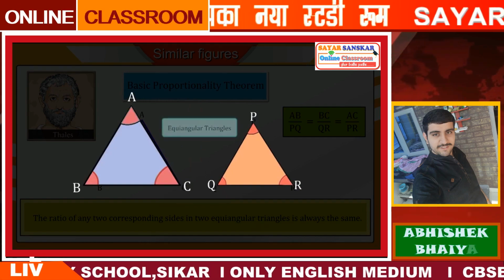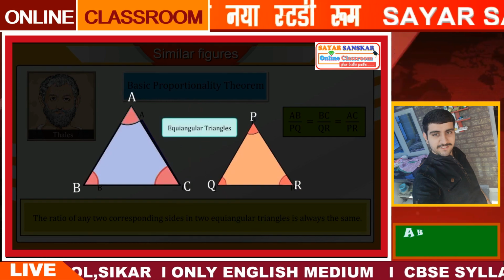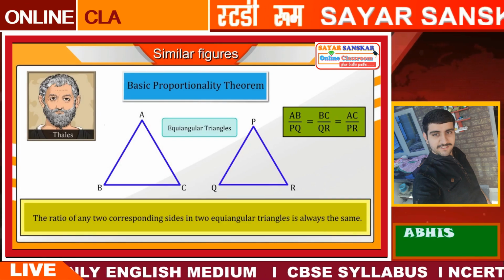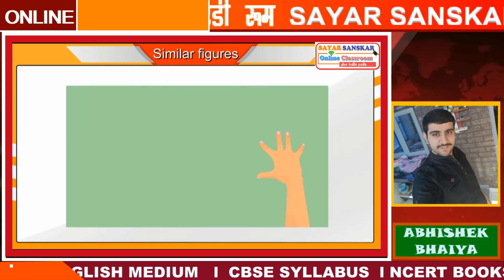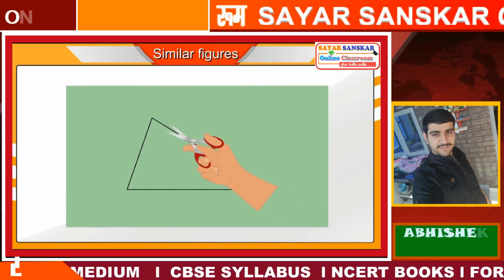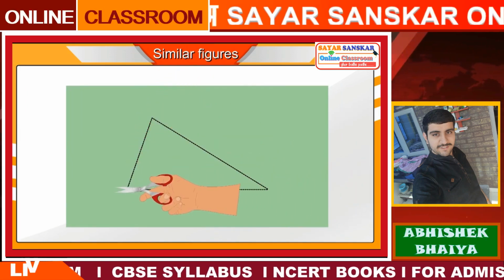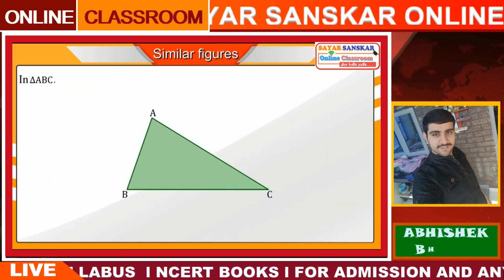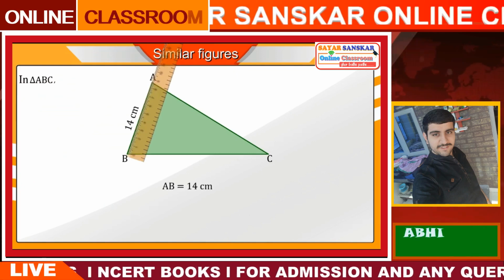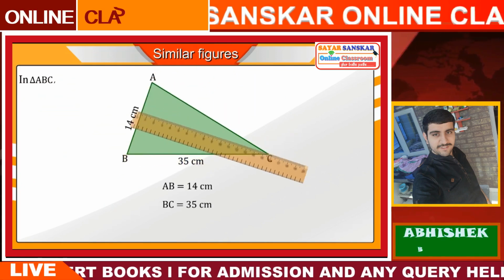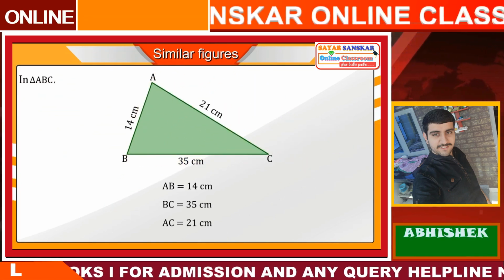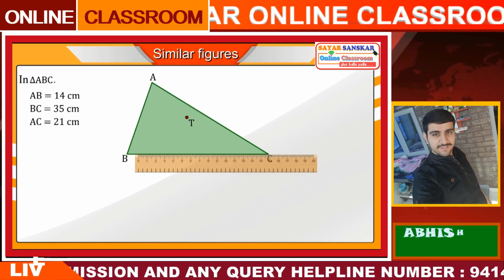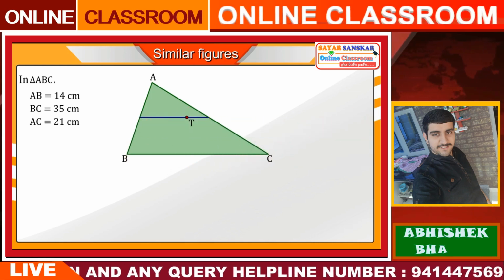Now let's understand the basic proportionality theorem with an activity. Take a triangle-shaped piece of paper. Let's call it ABC. When we measure the sides of this triangle, we find that AB is equal to 14 centimeters, BC is equal to 35 centimeters and AC is equal to 21 centimeters. Now let's take a point T anywhere on the triangle and draw a line parallel to line BC through the point T, which cuts the sides AB and AC at points M and N respectively.